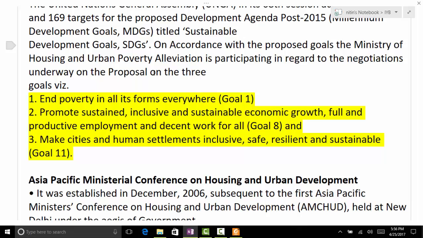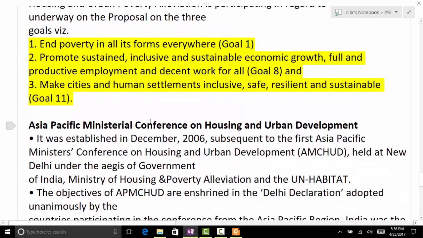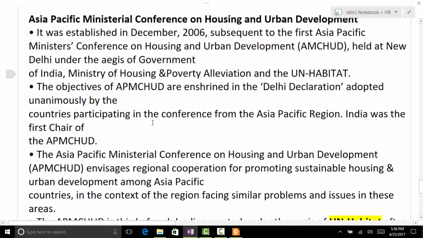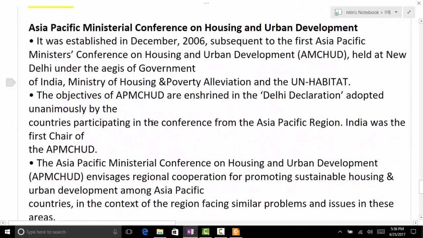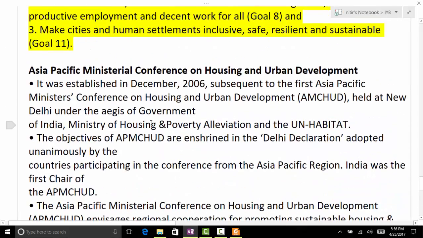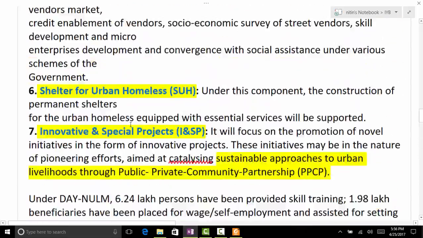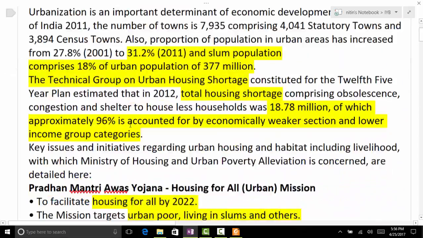Right. Last year, 2 questions were asked on smart cities in the mains exam. Then there was the Asia Pacific Ministerial Conference on Housing and Urban Development. Just remember, it comes under UN Habitat. So that's all from this chapter, housing.